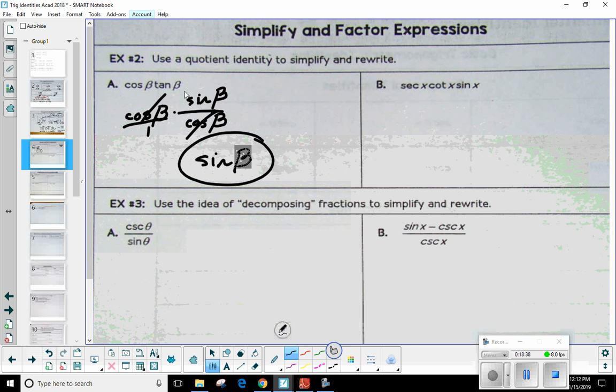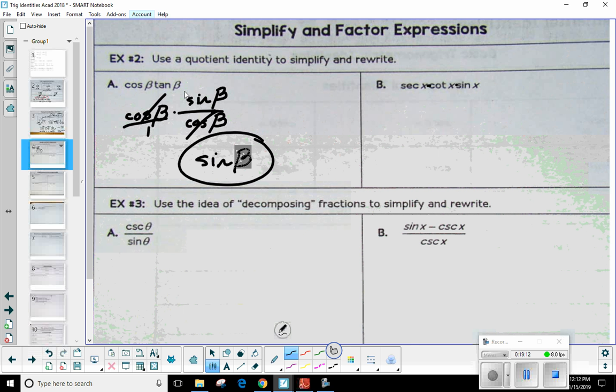How are we doing? Doing good? All right. Now let's try the next one. Now this won't always be done, but I would say probably 95% of the time, the best way to simplify these is to rewrite everything in terms of sine and cosine. So let's break this up. I've got secant times cotangent times sine. Well, how am I going to write secant as sine or cosine? What rule will I use?